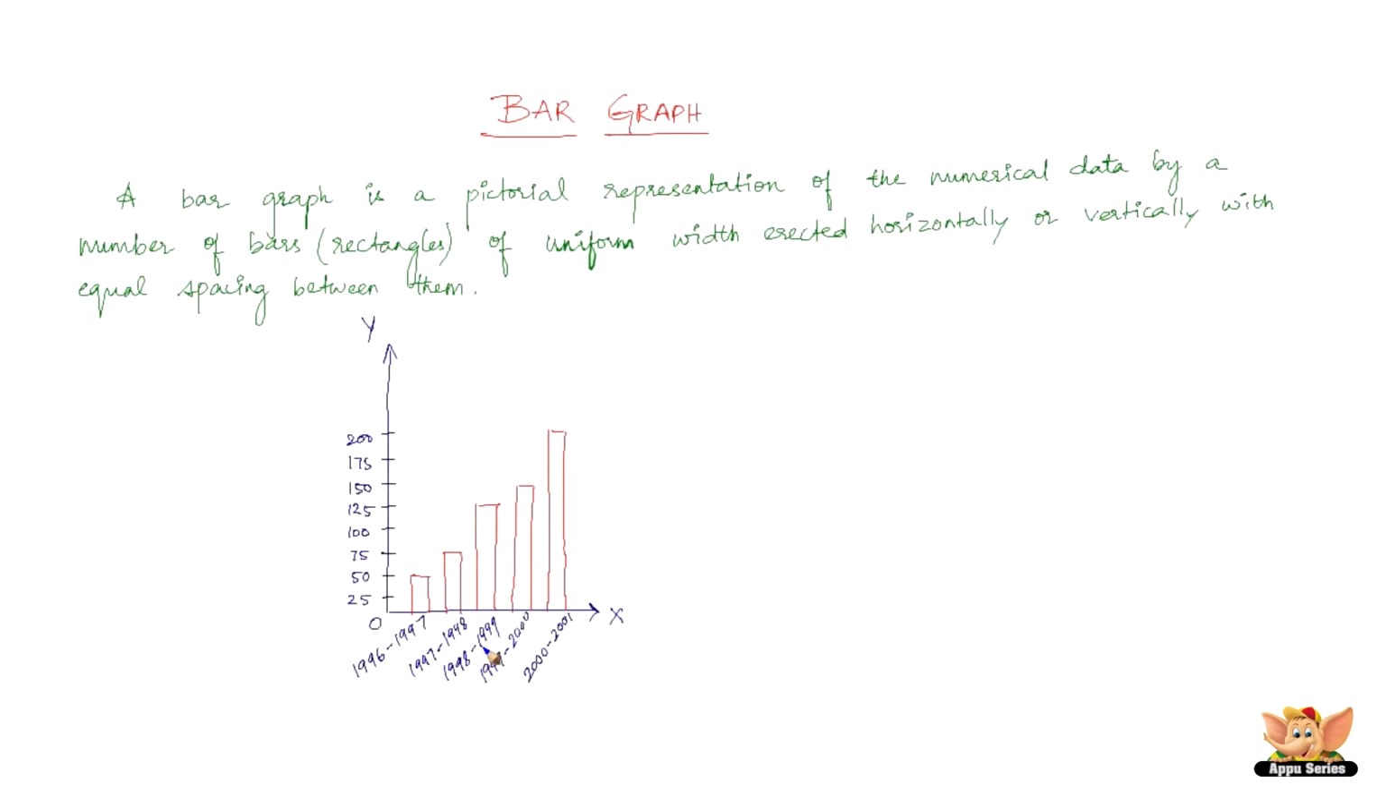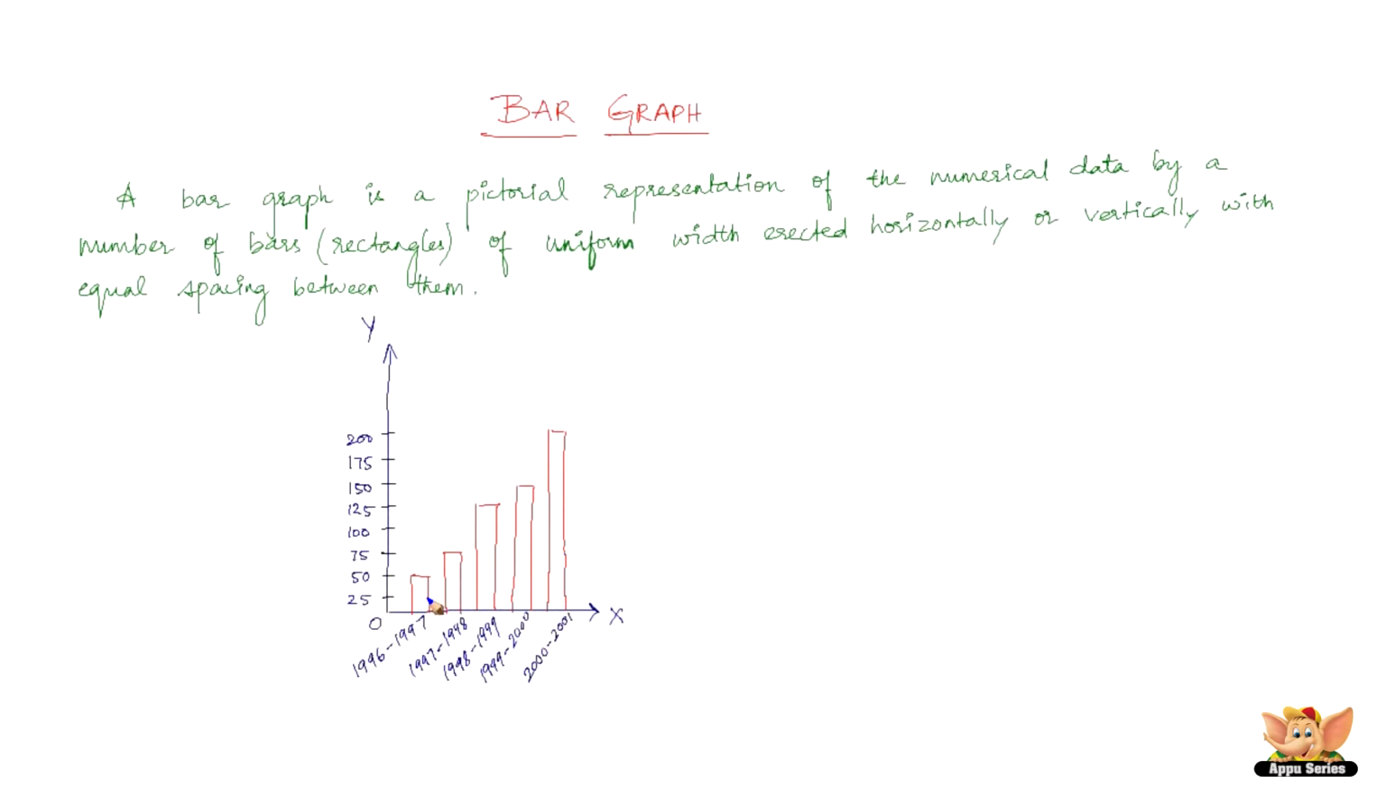In the year 1998 to 1999, there were 125 of them. In 1999 to 2000, there were 150 of them. In 2000 to 2001, there were 200 of them. What a way to represent this information. This certainly is a much better way of representing this information rather than showing it in a table or any other way. This is way more interesting and not very boring to look at.